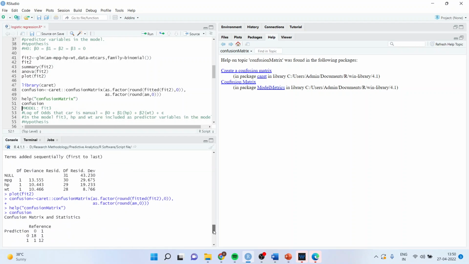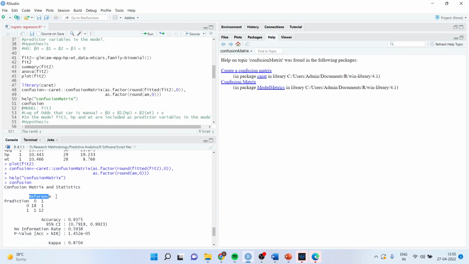Now here you can see that it has given me the reference, the actual data, automatic, and our model also predicted automatic. So 18 classifications have been done correctly. In the original data, 1 is manual, and the model is also saying manual. 12 predictions are correct classifications, but there is one misclassification. Original data is saying it is manual, and our model prediction is saying it is automatic. Similarly, originally it is automatic and our prediction is saying it is manual. So there are two misclassified cases.